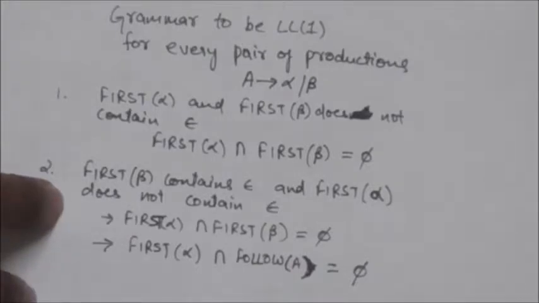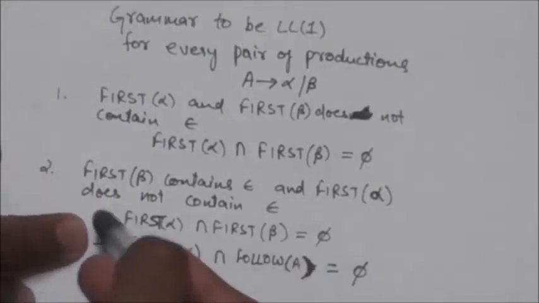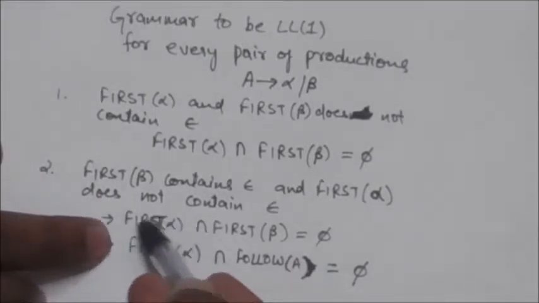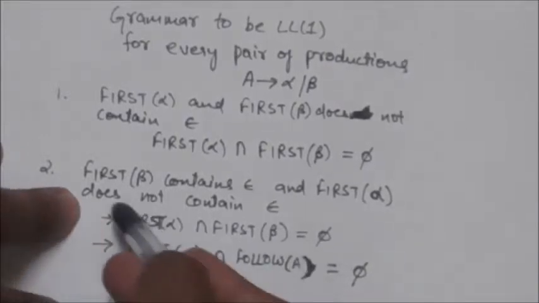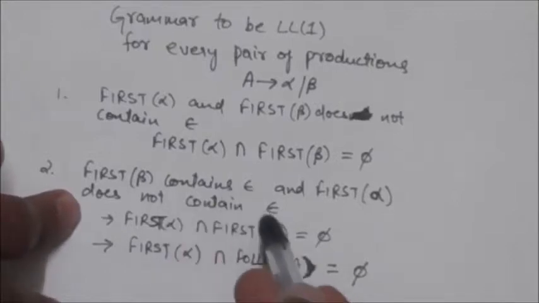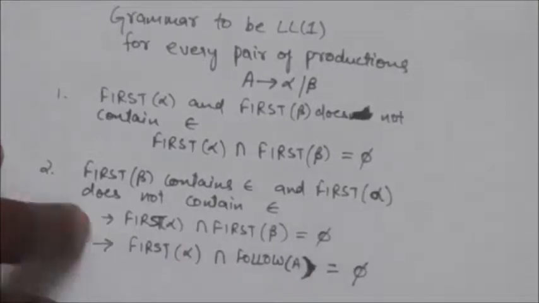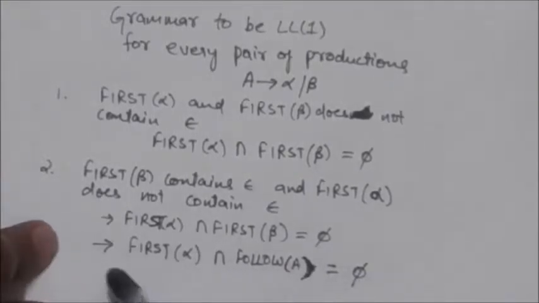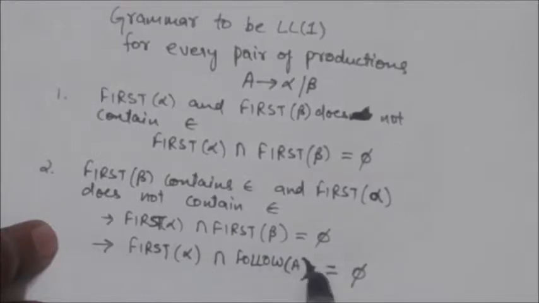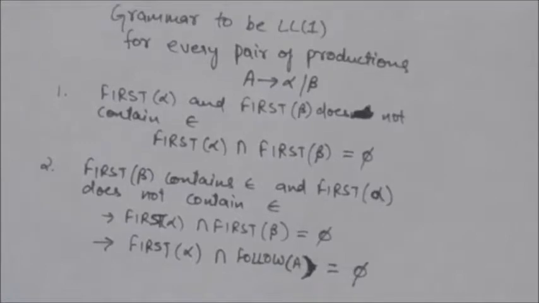Then for the grammar to be LL1, there are two conditions. First is that first of alpha and first of beta should be disjoint. It means the intersection of first of alpha and first of beta should be a null set. And the second condition is that first of alpha intersection follow of A should be a null set. It means first of alpha and follow of A should be disjoint sets. It will be more clear after this example.